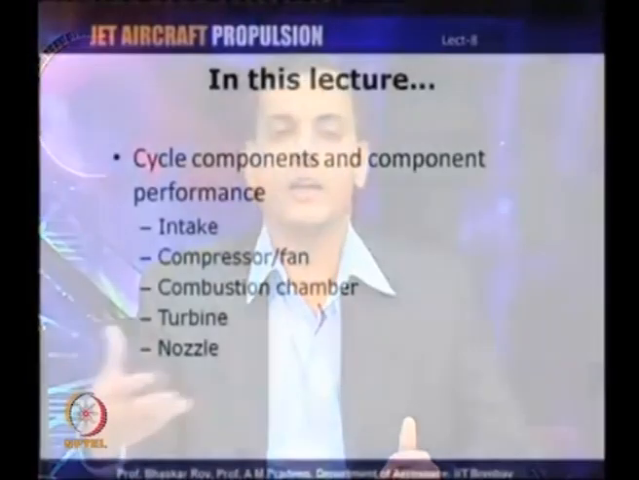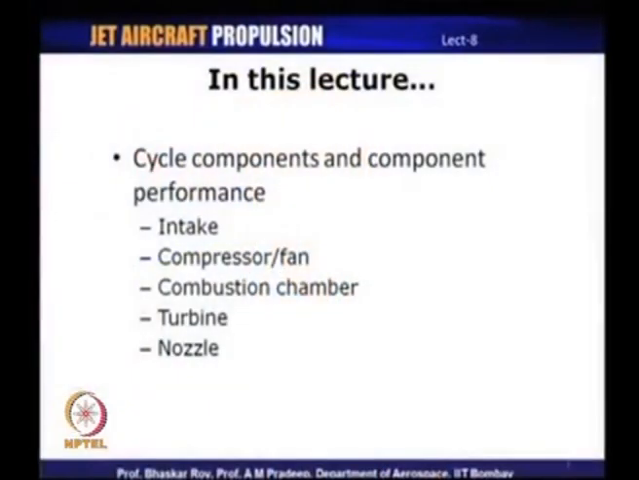We will begin our discussion by taking a look at the intake. Intake is one of the first components of a jet engine. Then following the intake is the compressor or the fan. Thermodynamically, compressor and fan are the very same, and so the performance parameters that we define for the compressor should also be valid for a fan. And then we will discuss the parameters to be defined for the combustion chamber, then the turbine, the nozzle and afterburner and so on. These are the topics that we will be discussing in today's lecture.